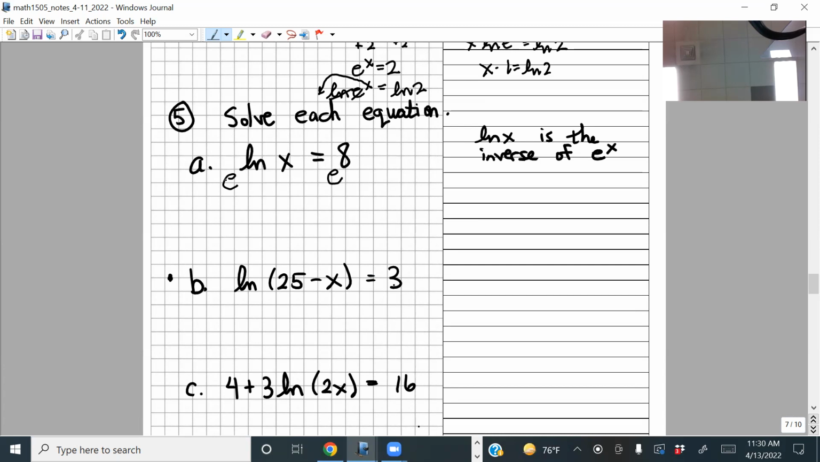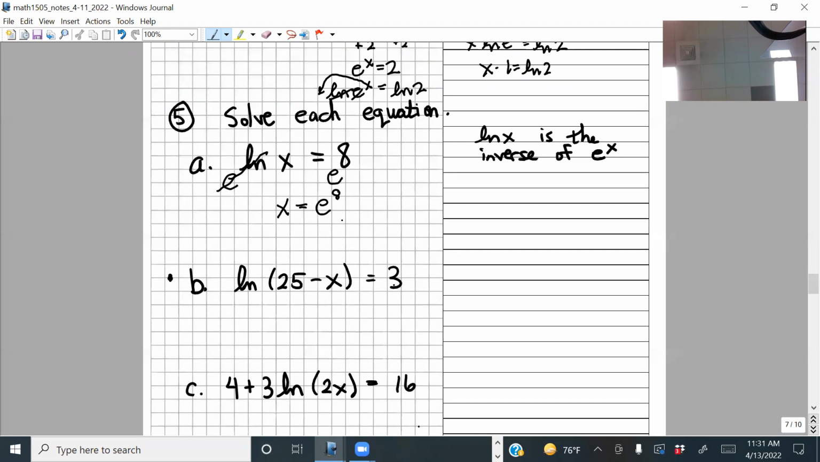And then what happens here magically on the left-hand side? They cancel, right? Because these functions are inverses of one another. So you just get x, and the answer is x equal e to the 8th. And that's just a number you can calculate with your calculator. It's a pretty big number. You can get a decimal approximation, but the exact solution is e to the 8th power.